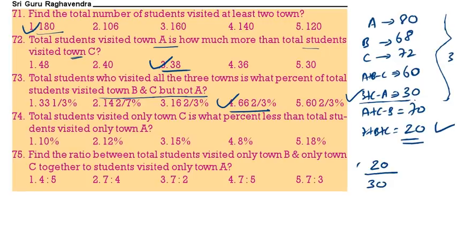Student who visited only C. Only C is 72. It is what percent of only A? 72 is how much less than 88? 8 is what percent of 80? 10%. 10% is the correct answer.